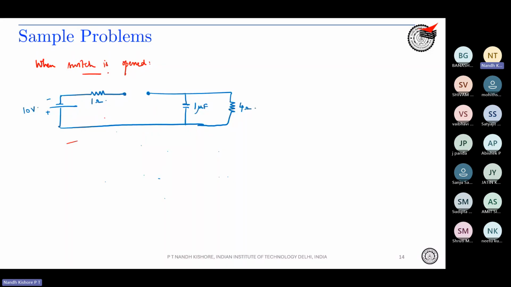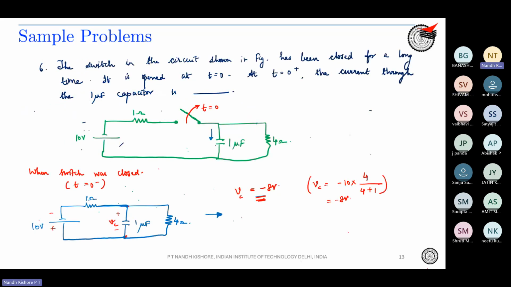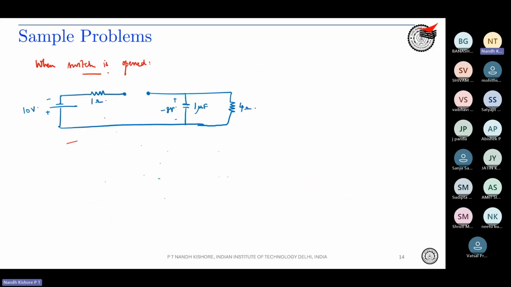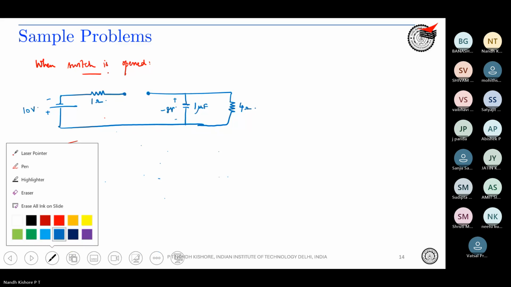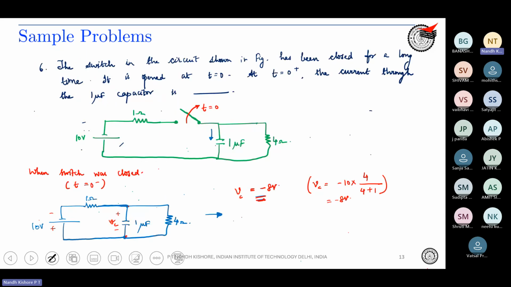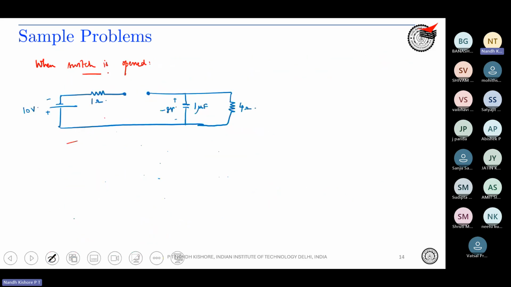Now the switch is opened. But what is the stored voltage across the capacitor? Exactly, there is a voltage of minus 8 volts over here. Now the capacitor acts as a voltage source. It will slowly lose charge and the voltage will decrease. But at t equal to 0 plus, at the instant you open the switch, the voltage across the capacitor VC is minus 8 volts.